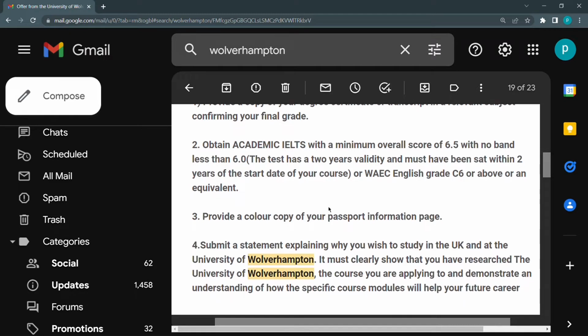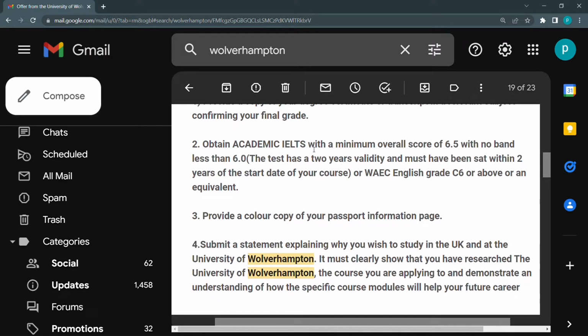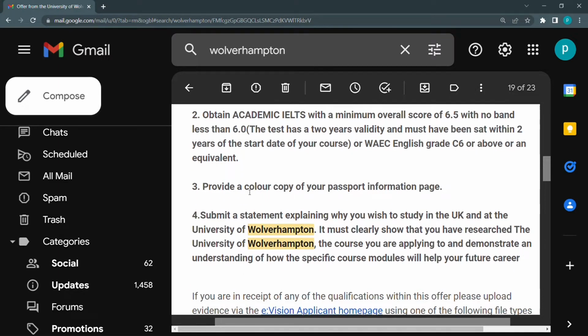Obtain academic IELTS with a minimum overall score 6.5 with no band less than 6.0, or a WAEC English grade C6 or above or an equivalent. So if you have a WAEC, for me, if I had a WAEC, which I did, it must not be below C6 grade. Provide a color copy of your passport information page.